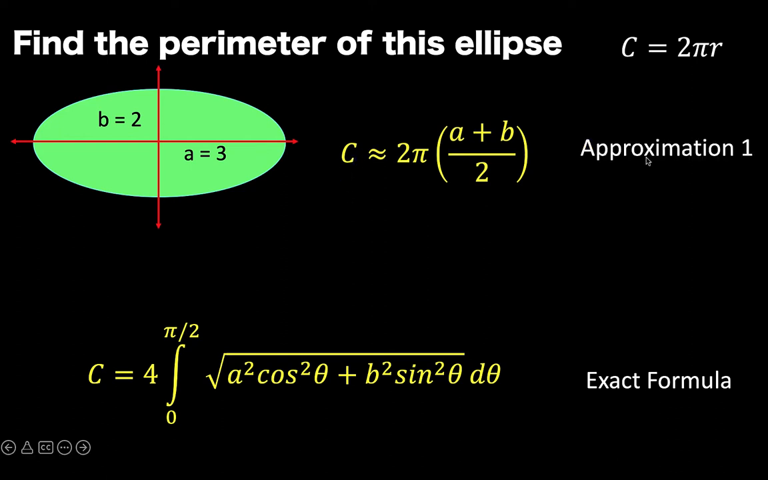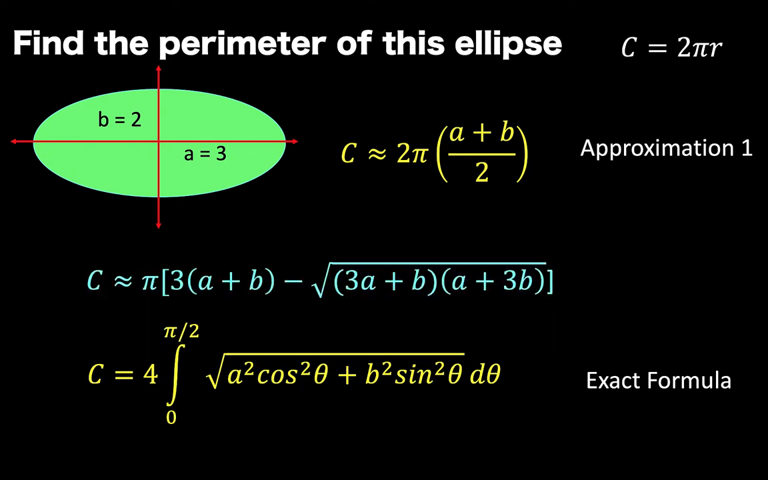Now, this first formula here is good enough in order to approximate the perimeter of an ellipse. This is based on the fact that a circle is a special kind of ellipse when the values of a and b are equal. And since we know that the circumference of a circle is given by the formula 2 pi r, then this r can be approximated by the average of a plus b, where a is half the length of the major axis and b is half the length of the minor axis.